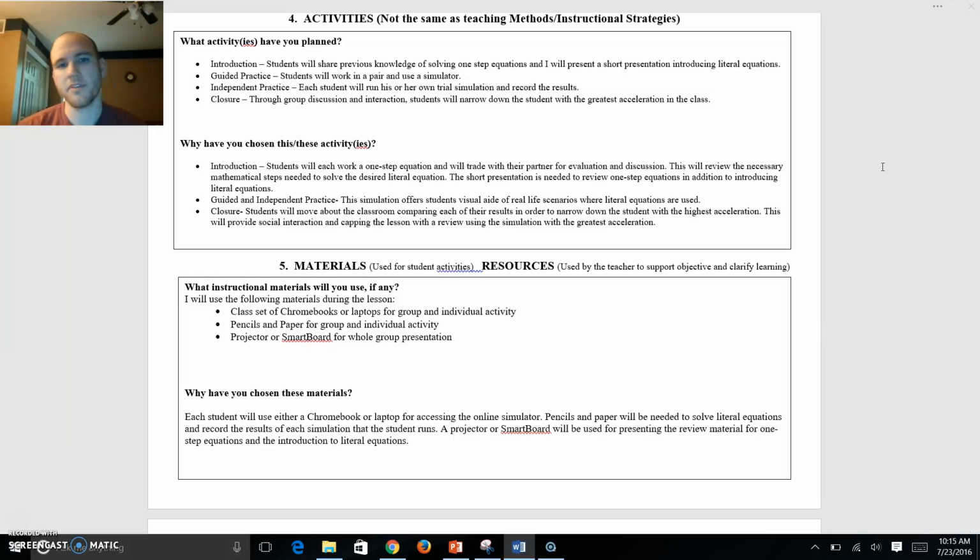So it gives them a little bit of competitiveness. I wouldn't really say competitiveness, but it gives a little spark. I would say bragging rights, but it just gives a little enthusiasm to the class to see who has the greatest acceleration, and a good way to review and sum it all up.